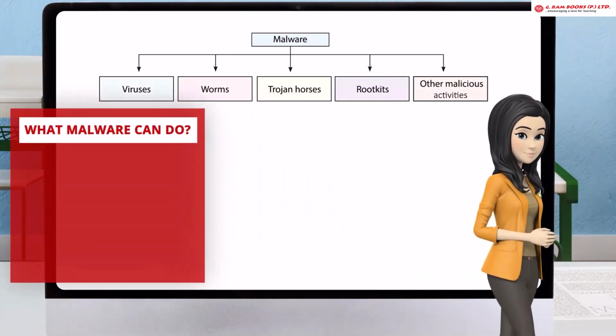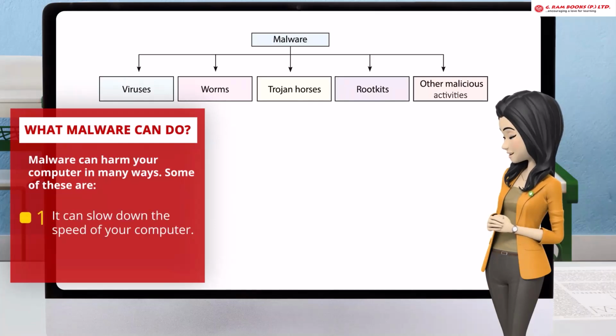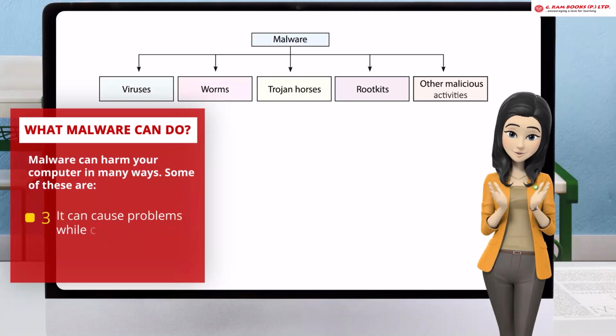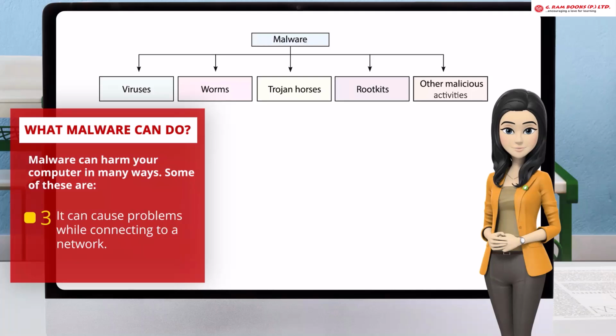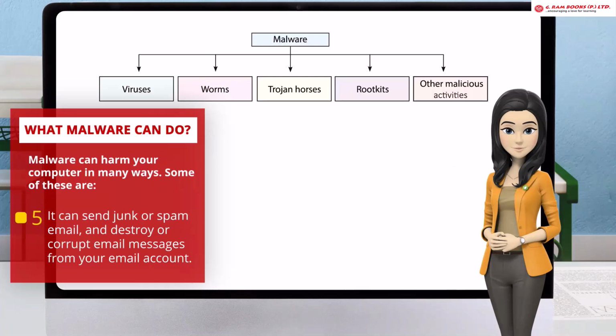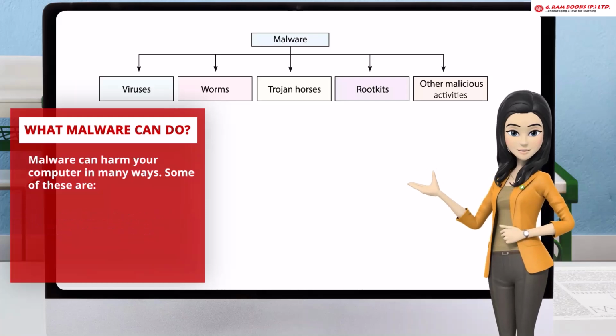What malware can do? Malware can harm your computer in many ways. Some of these are: it can slow down the speed of your computer. It can corrupt the program and data files stored in your computer. It can cause problems while connecting to a network. It allows hackers to access sensitive information stored on your computer. It can send junk or spam email and destroy or corrupt email messages from your email account. It can install other malware on your computer.